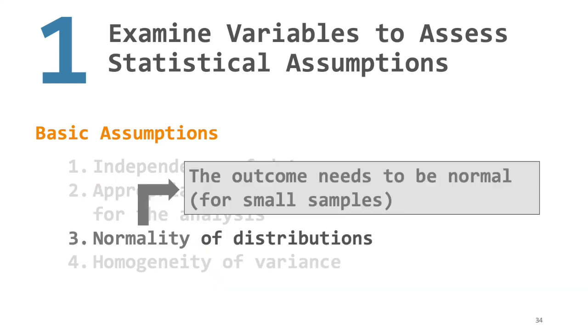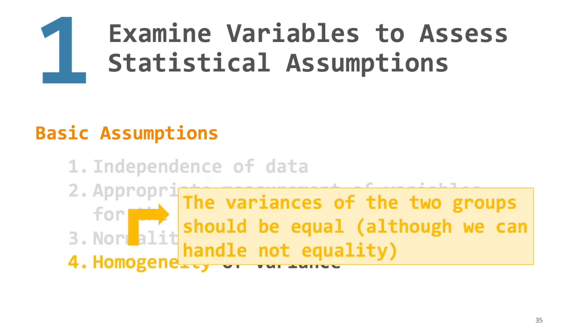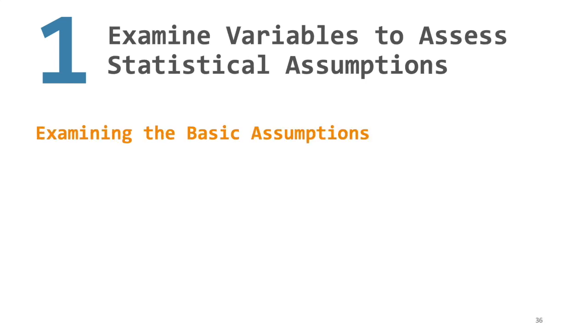Normality, same thing as before. And now homogeneity of variance, where the variances of the two groups should be equal. This time we actually can compare them because we have the two groups, and we're going to compare, are their variances roughly the same? When they're not, there's ways around that, we can handle that, but ideally they're the same.